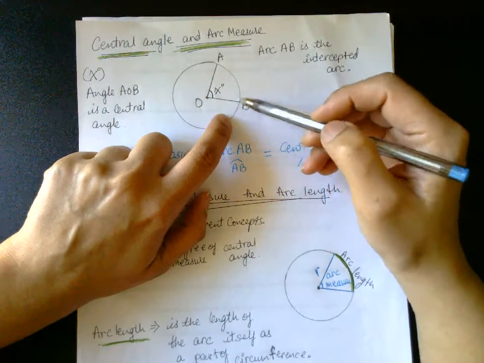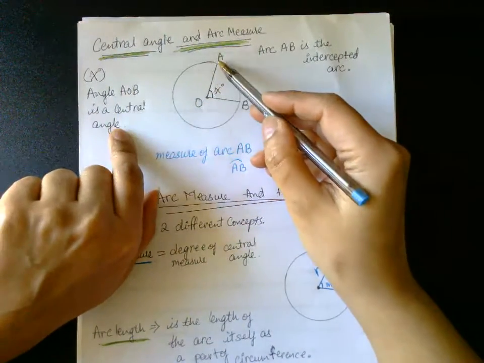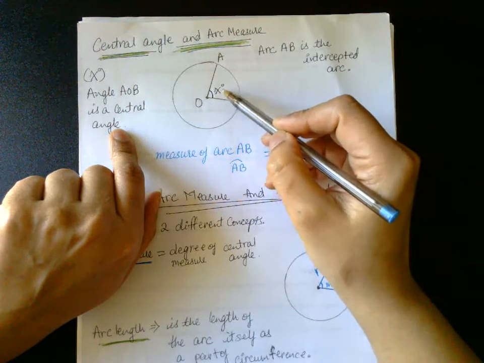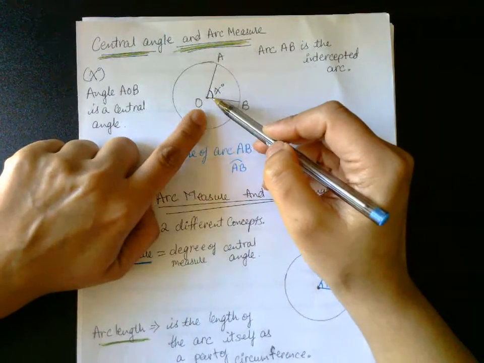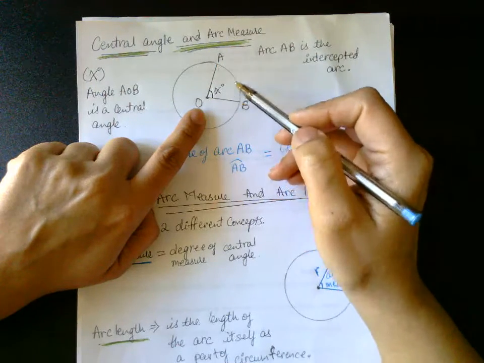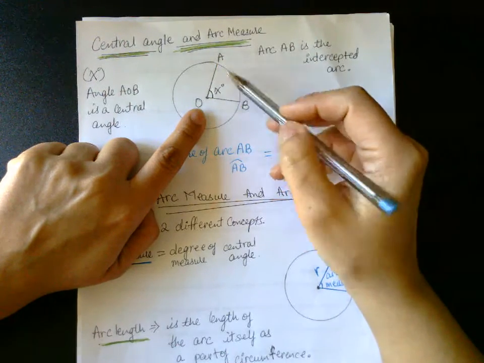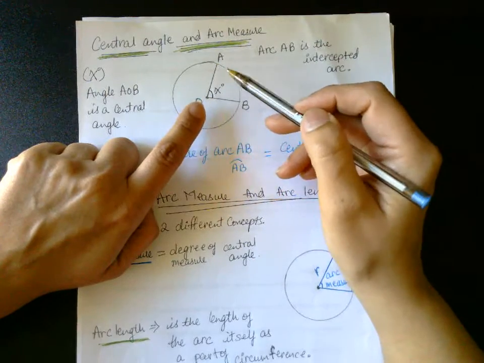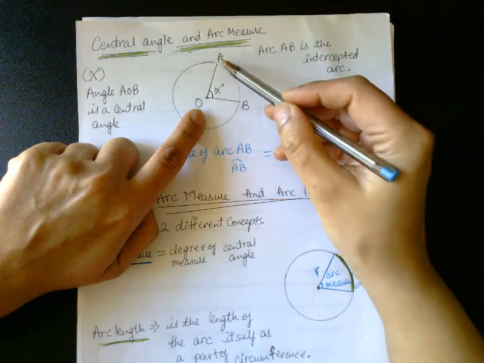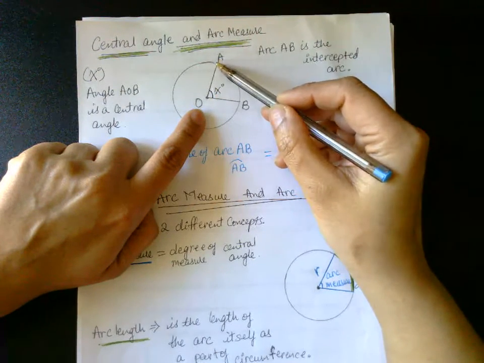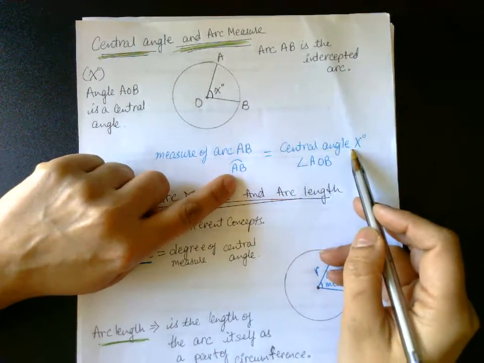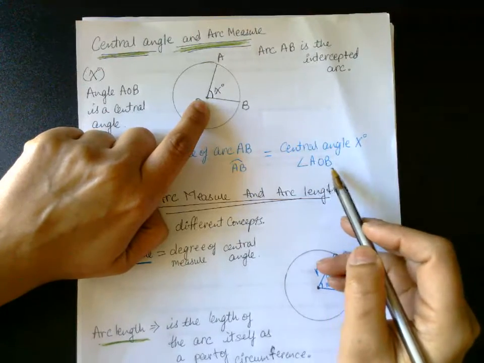It is the intercepted arc. Angle AOB is called the central angle in this case, which is x degrees. This central angle is always equal to the arc measurement. If we are talking about this arc, because it is less than 180 degrees, we will say minor arc AB. So the central angle will be equal to minor arc AB, or minor arc AB will be equal to the central angle, and in this case it is angle AOB.